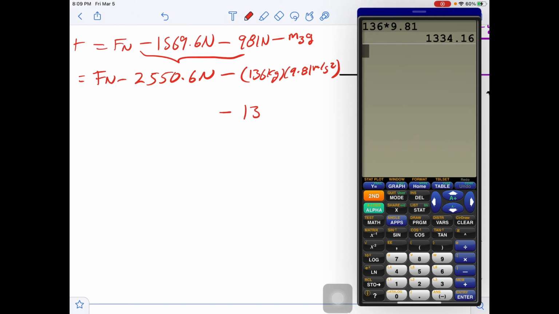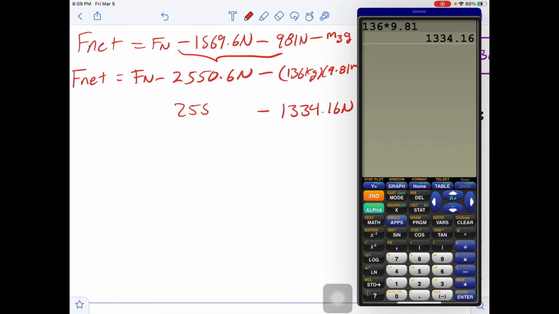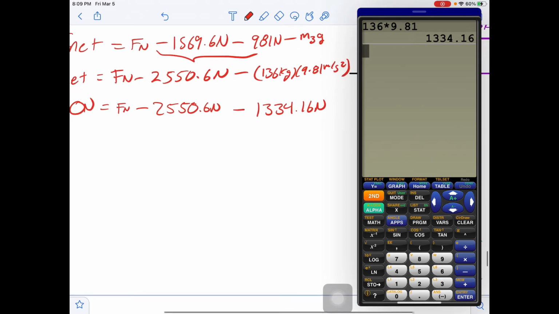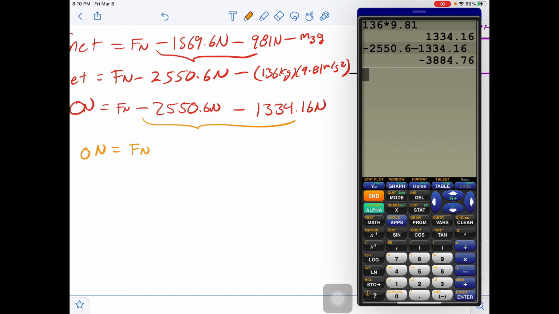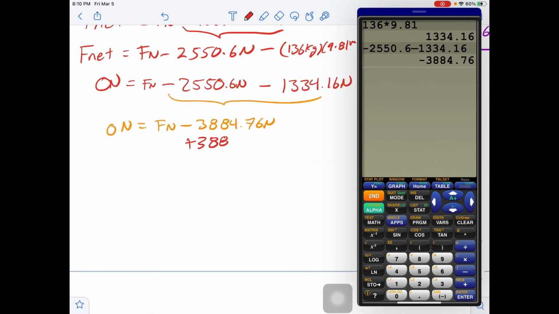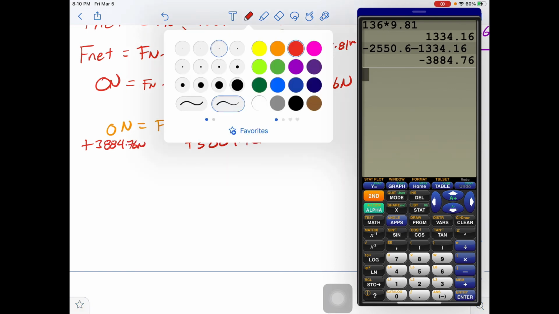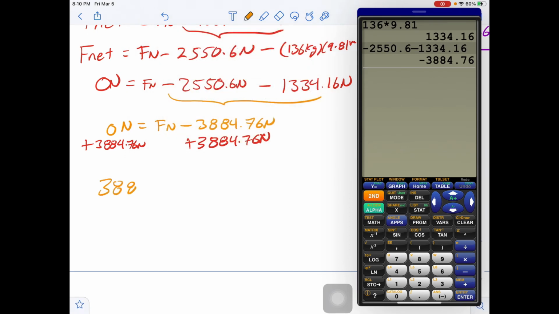So this is 1,334.16 newtons, and then we'll bring down our other values. And remember, our net force was 0 newtons, so we may as well plug that in now. And now we can combine these values. So negative 2,550.6, subtracting 1,334.16. So 0 newtons equals the normal force, subtract 3,884.76 newtons, and now we can add that to both sides. So I will get 3,884.76 newtons equals our normal force, which is the apparent weight of the bottom football player.